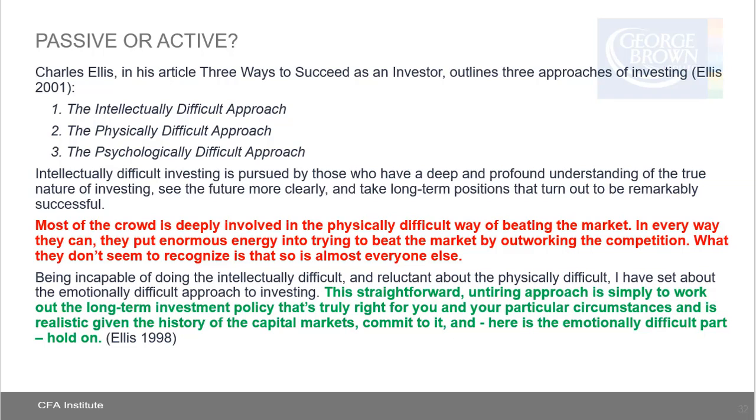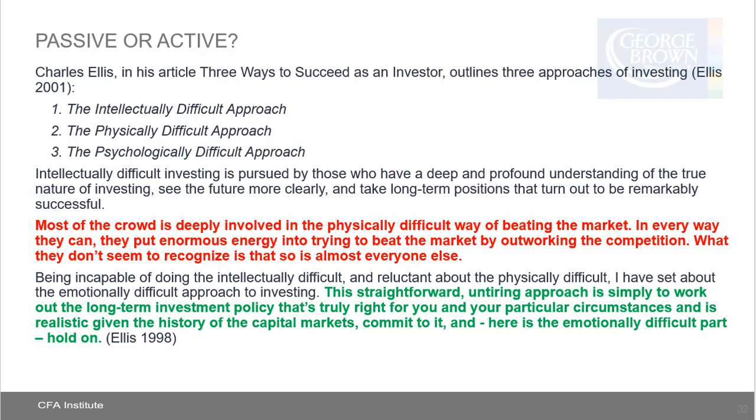So anyhow, a gentleman named Charles Ellis, in his article, 3 Ways to Succeed as an Investor, outlines 3 approaches of investing. Okay, so this was from an article in 2001. Because there are different philosophies, active or passive, and you have to choose your philosophy. And there are also different approaches. There are different disciplines.